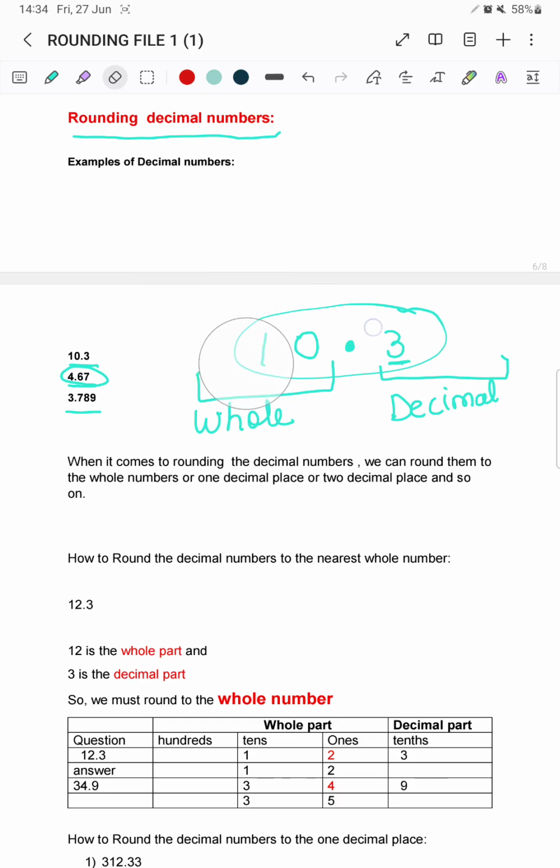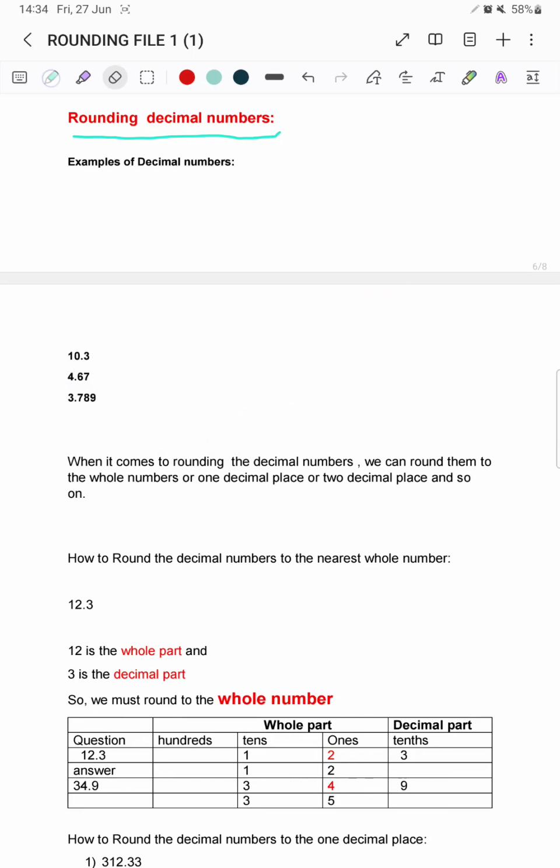And what are the place values of all the digits in these numbers? For example, in 10.3, this is the whole part and this is the decimal part. The whole part is basically like a whole number. So here this place value is ones, this is tens, and on the other side we have this digit 3, which is at the tenths place. So 0.3 is basically 3/10, so we call it the tenths place.